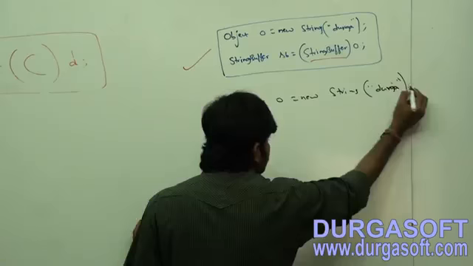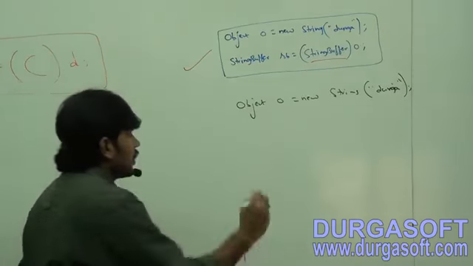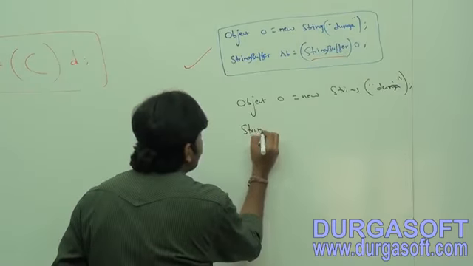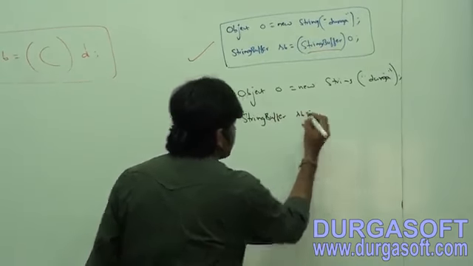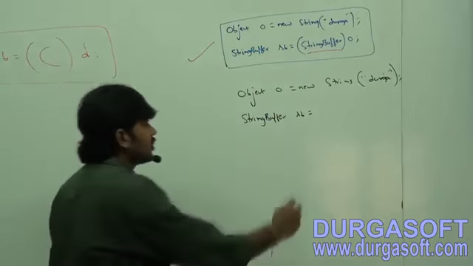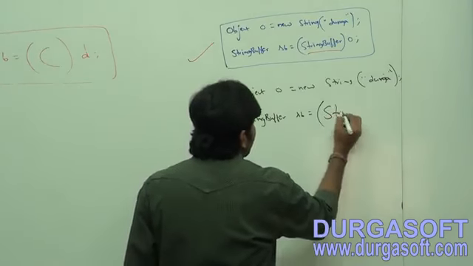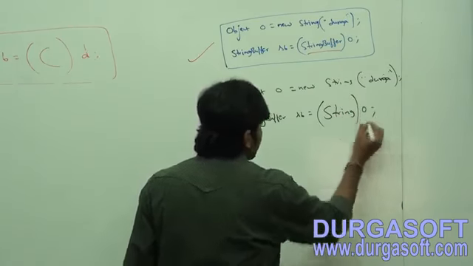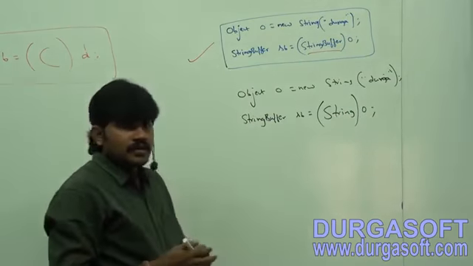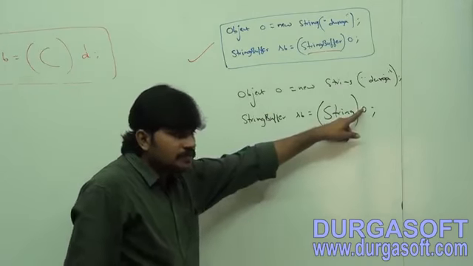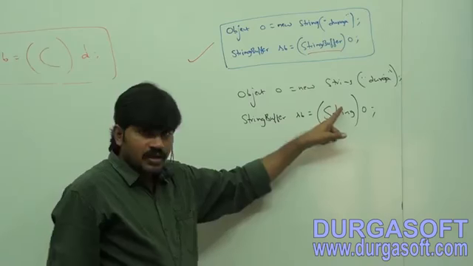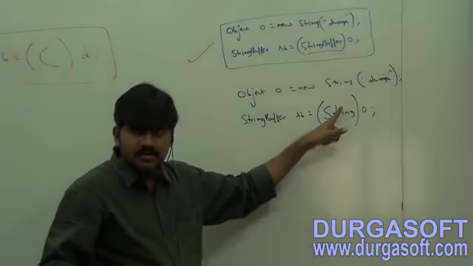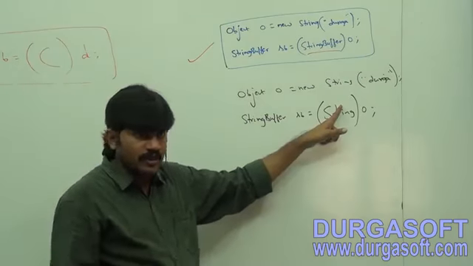Object O is equal to new String of Durga. Next, StringBuffer SB is equal to (StringBuffer) O. I am taking the cast of O. Sir, O is what type? Object and String, do they have a relation or not? Yes, both have a relation, no problem at all.